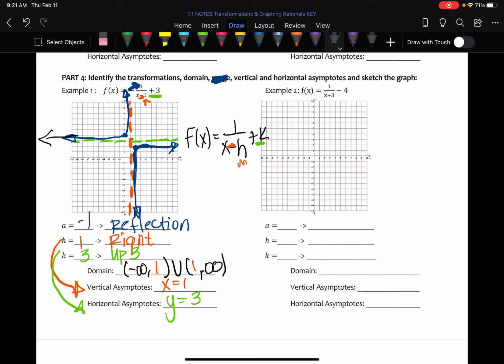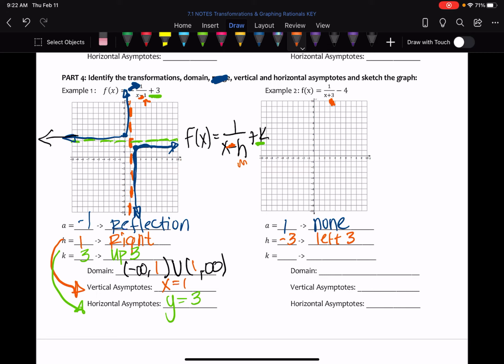All right, let's look at example 2. I have f of x equals 1 over x plus 3 minus 4. Here I don't see any negatives out in front of my fraction bar, so my a is 1, meaning there's no reflection. My h, here's where we have to be careful. This is actually going to be negative 3. I'm going to be going to the left 3.